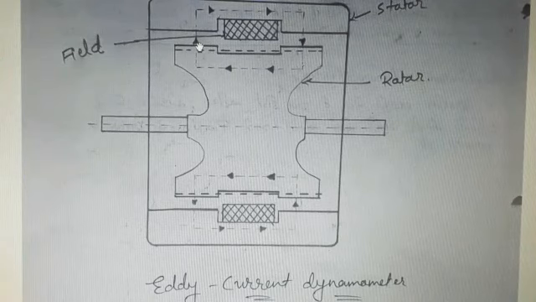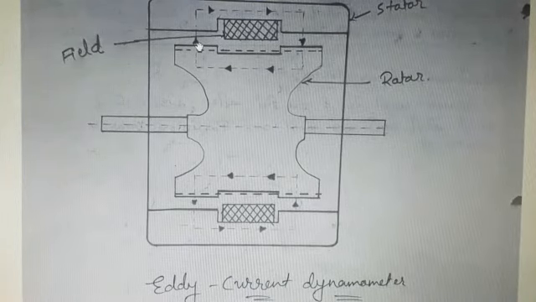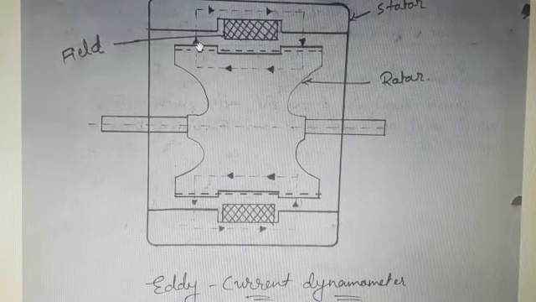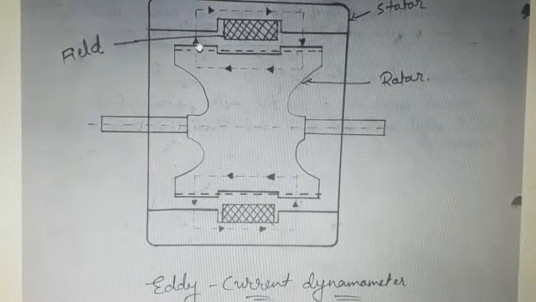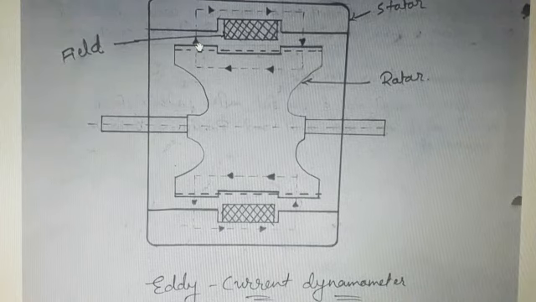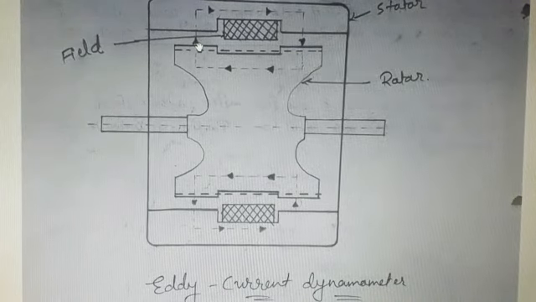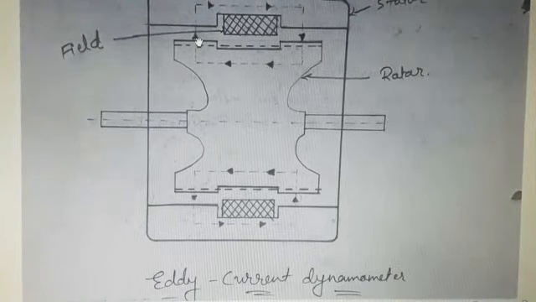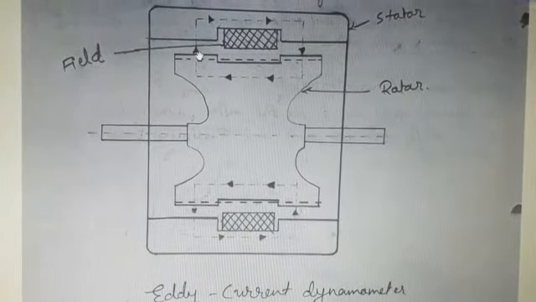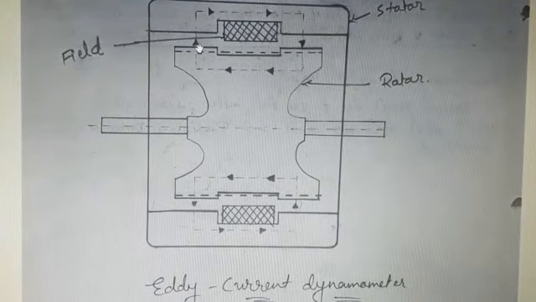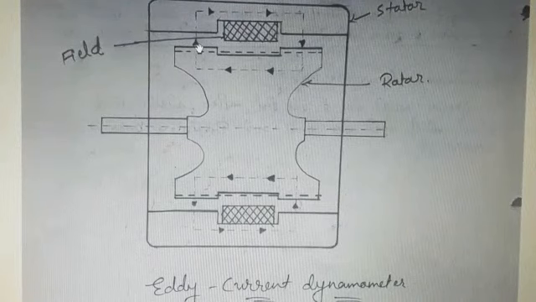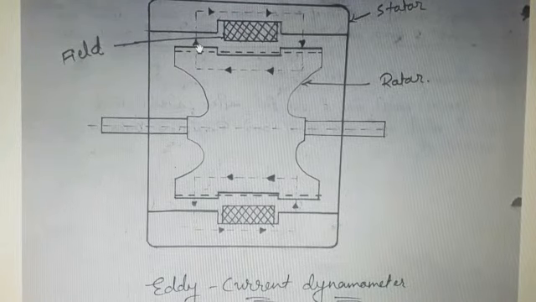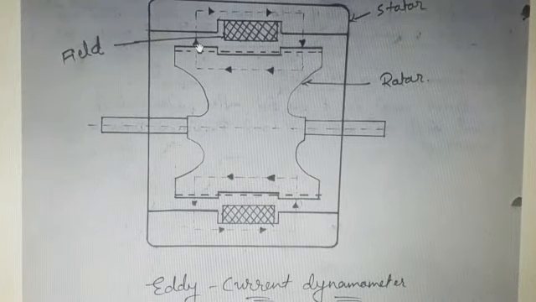As we have seen, a mechanical dynamometer involves friction. But in the eddy current dynamometer there is no contact between rotor and stator, so the friction is reduced. That is an advantage of the eddy current dynamometer. The next advantage is that these dynamometers are fast in operation, and they are lighter in weight.